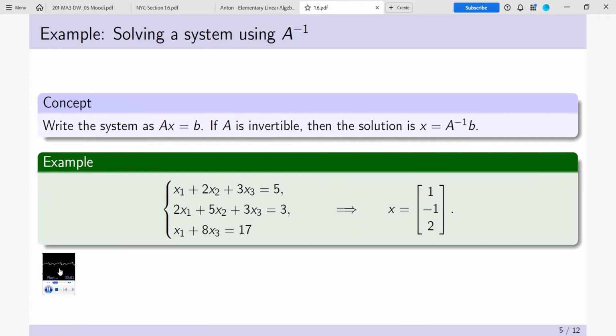Part A is find A inverse using row operations, like in the previous section. Part B is the payoff. Once you have A inverse, you just multiply it by B, and the system stops being scary and starts being a straight computation.